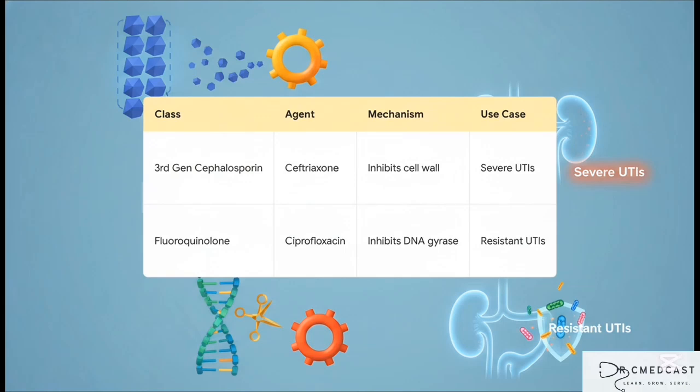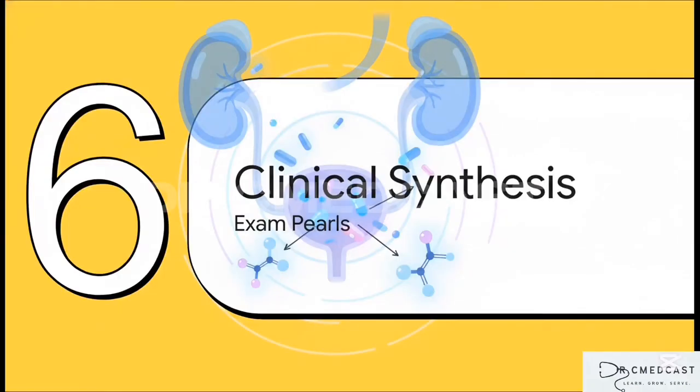Then you have the fluoroquinolones, like ciprofloxacin. They work by inhibiting an enzyme called DNA gyrase, which stops the bacteria from replicating its DNA. We generally reserve these for infections caused by multi-drug-resistant bugs. It's also super important to be aware of the serious potential side effects with fluoroquinolones, like tendon rupture and QTc prolongation.